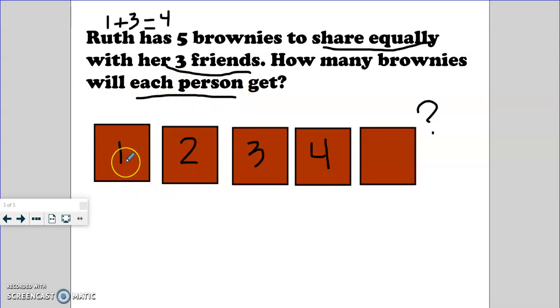Let's count how many people there are. 1, 2, 3, 4. So how many pieces will we need to break this up into? 4 pieces. 1/4, 1/4, 1/4, 1/4.